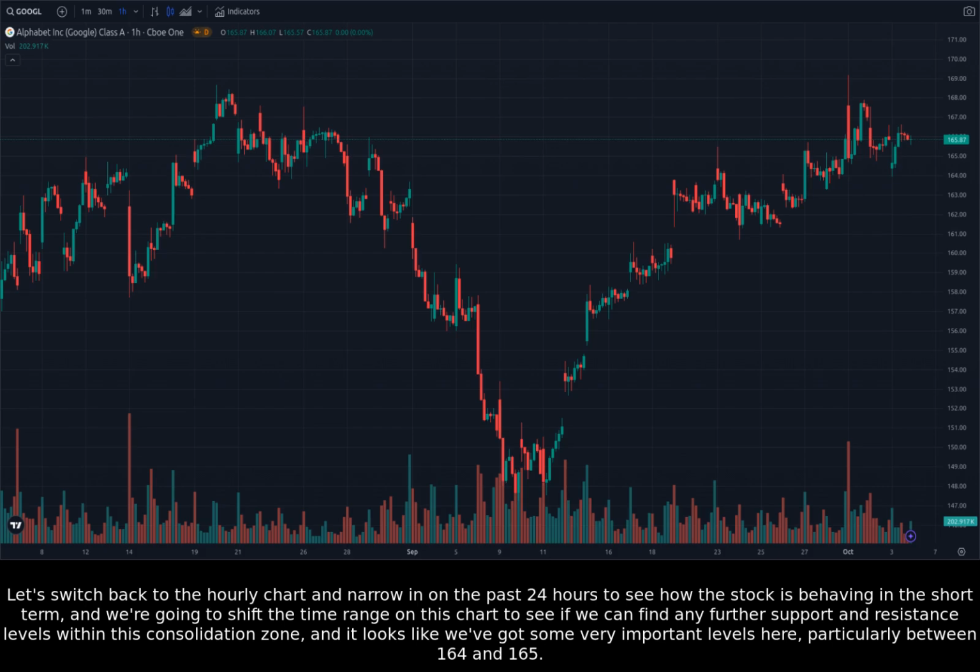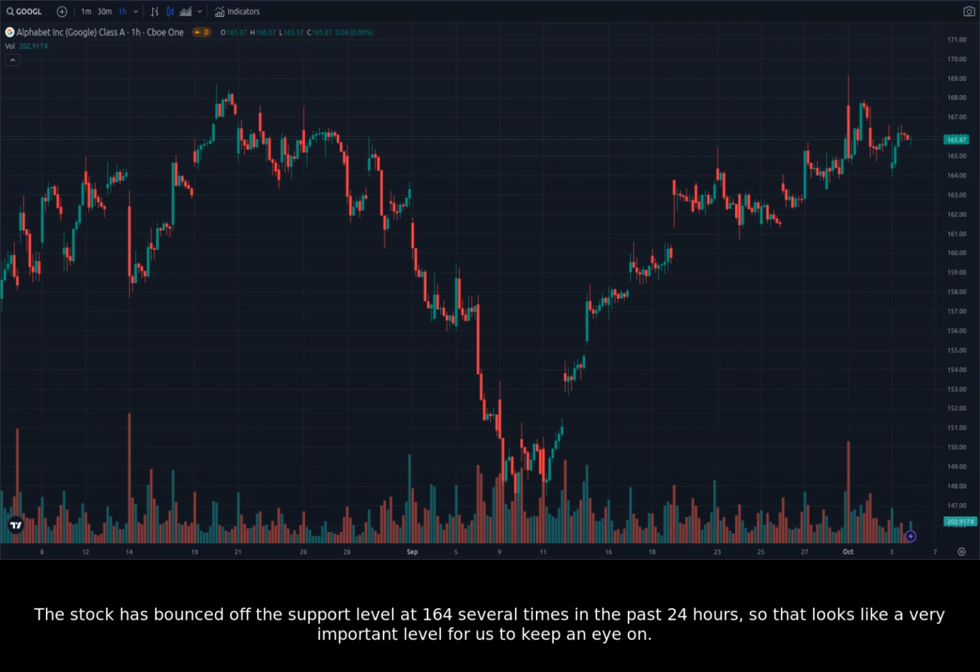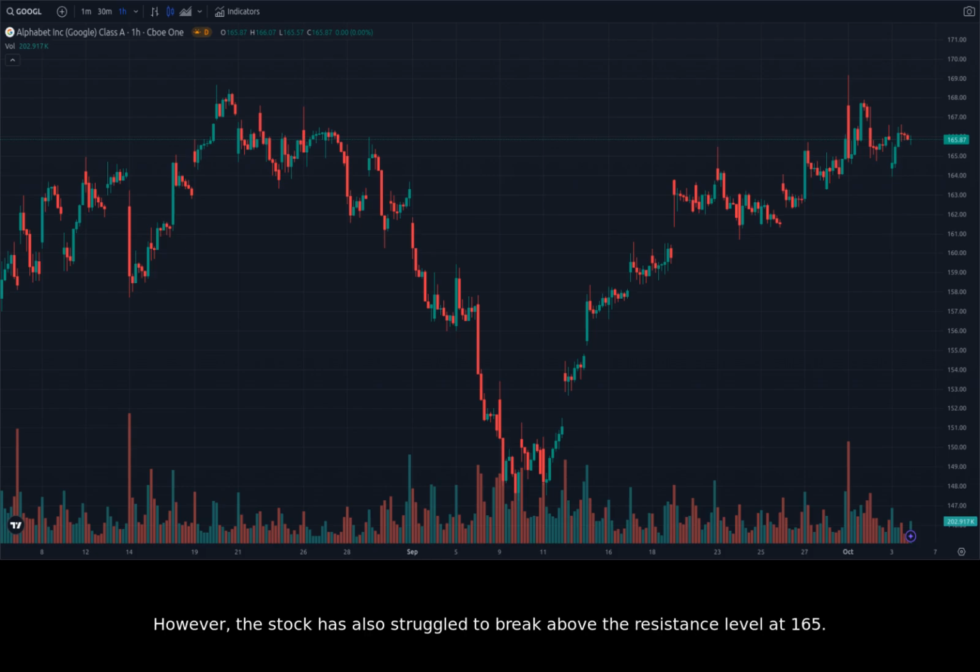And we're going to shift the time range on this chart to see if we can find any further support and resistance levels within this consolidation zone. And it looks like we've got some very important levels here, particularly between 164 and 165. The stock has bounced off the support level at 164 several times in the past 24 hours, so that looks like a very important level for us to keep an eye on. However, the stock has also struggled to break above the resistance level at 165. This suggests that the stock may be stuck in this range for a while longer.